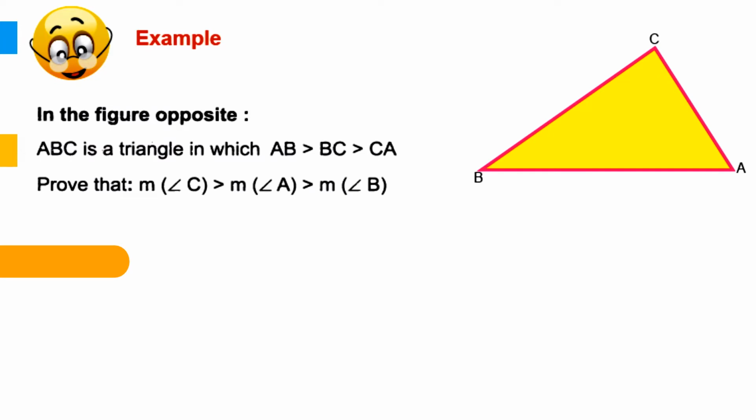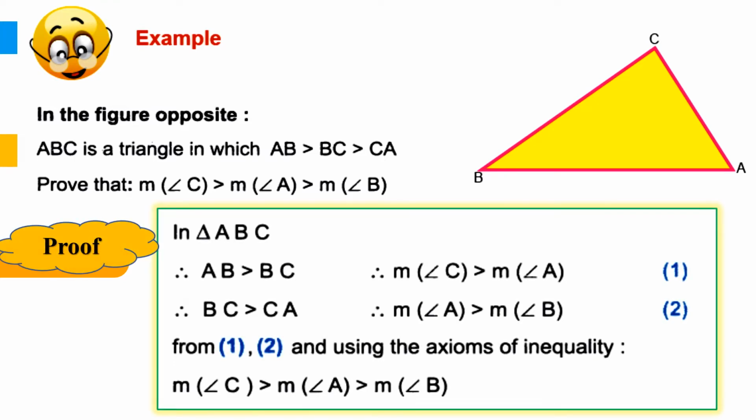Another example. In the opposite figure, ABC is a triangle in which AB is greater than BC, which is greater than CA. Prove that the measure of angle C is greater than the measure of angle A, which is greater than the measure of angle B. By our theorem, we said the greatest side is opposite to the greatest angle. So in the triangle ABC, since AB is greater than BC, we can deduce that the measure of angle C is greater than the measure of angle A.